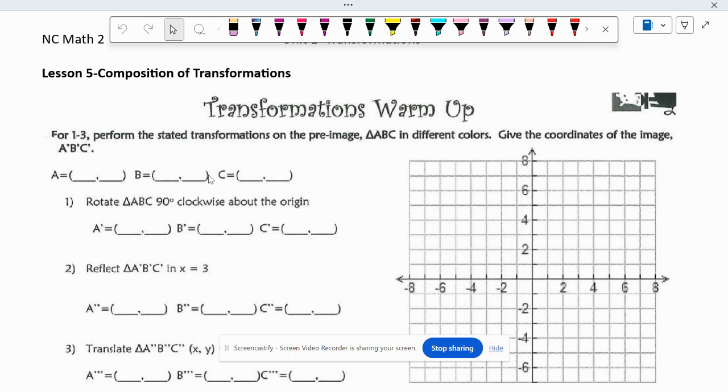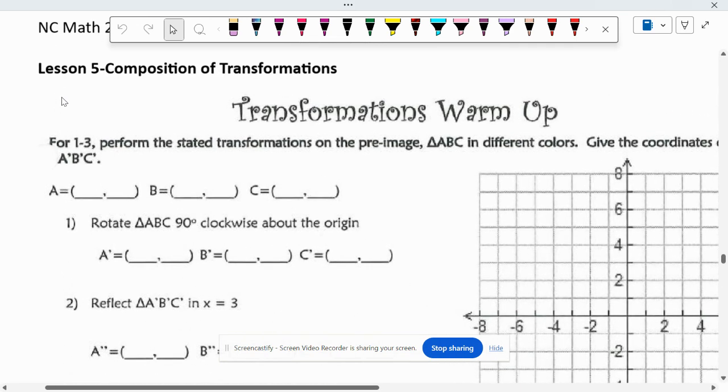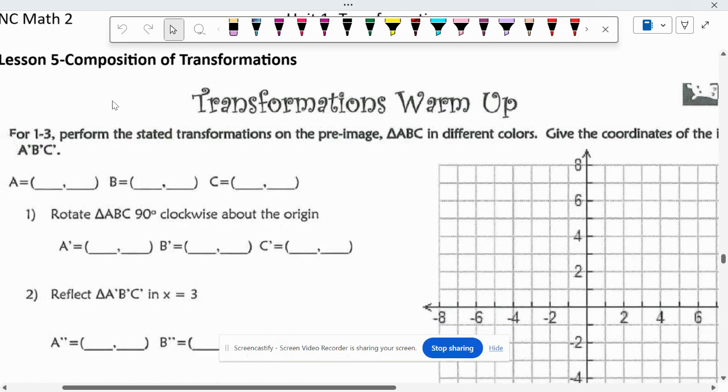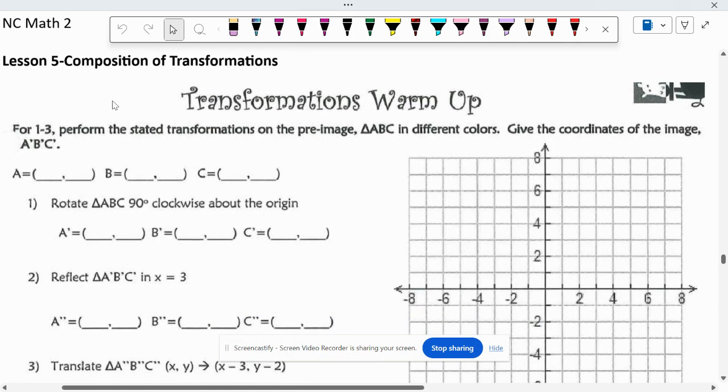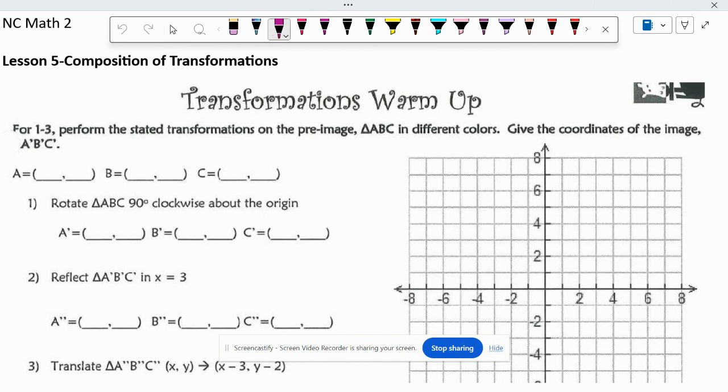Okay, so first one. For questions 1 through 3, we're going to perform the stated transformation on the pre-image in different colors. Give the coordinates of the image A prime, B prime, C prime. So I get to make up my own triangle, and I'm going to look at my filled out notes because I typically try to pick one that will stay on the page when I move it all over the place. So I'm going to start with A. It's going to be 2, 3. B is going to be the ordered pair 4, 0. And C is going to be 7, 2.